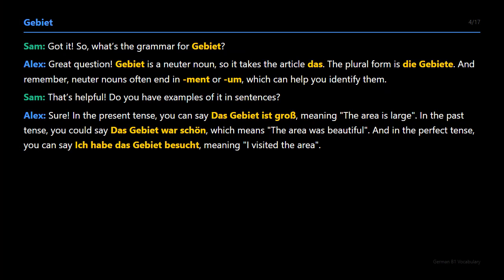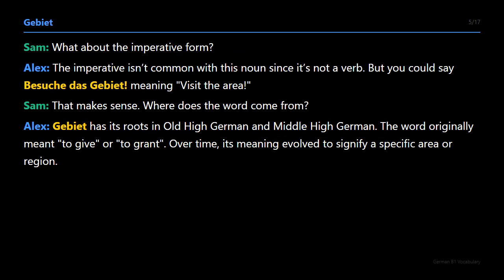What about the imperative form? The imperative isn't common with this noun since it's not a verb. But you could say, Besuche das Gebiet, meaning visit the area. That makes sense. Where does the word come from?